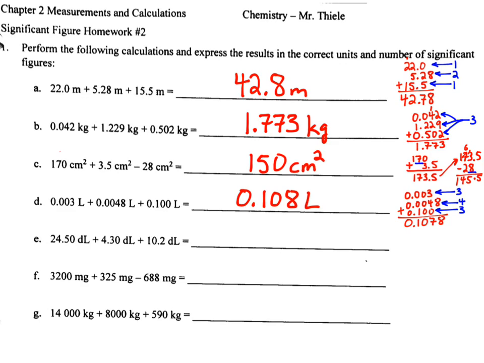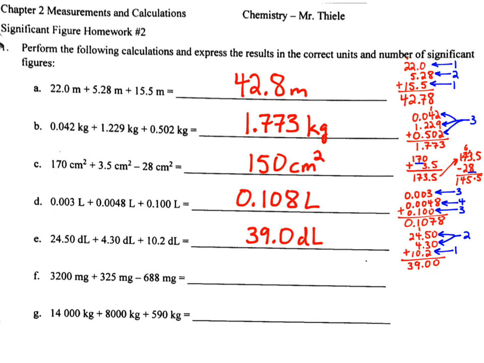Okay, next we have 24.50 deciliters plus 4.3 deciliters plus 10.2 deciliters. So again, stack and add up. We have 24.50 plus 4.30 plus 10.2. That gives us 39.00. Count the digits to the right of the decimal point. We have 2 and 2 and 1. And so the number with the fewest is 1 to the right of the decimal point, so we will round to 1 decimal place. That's 39.0 deciliters.